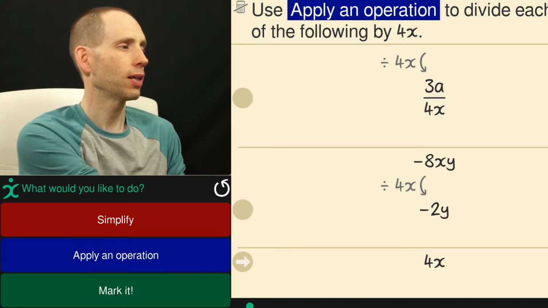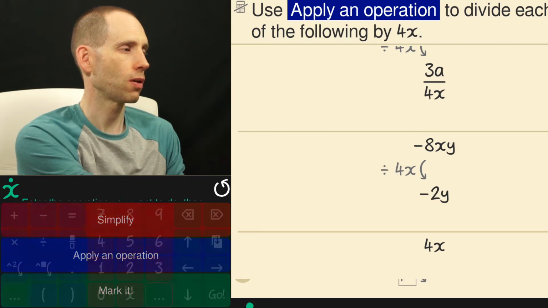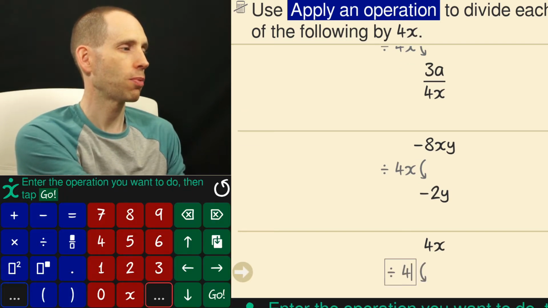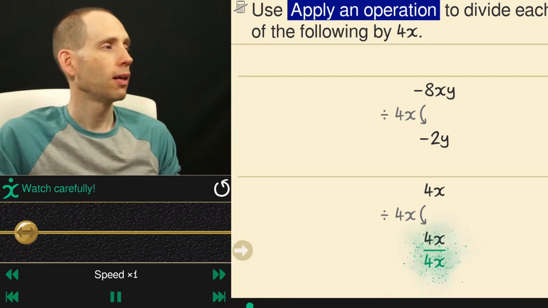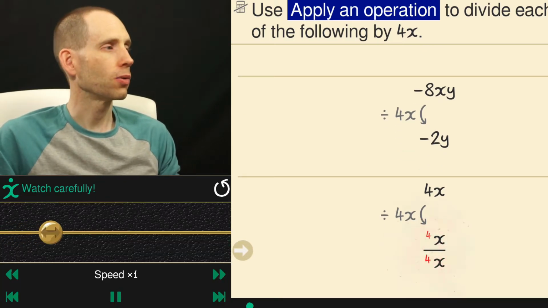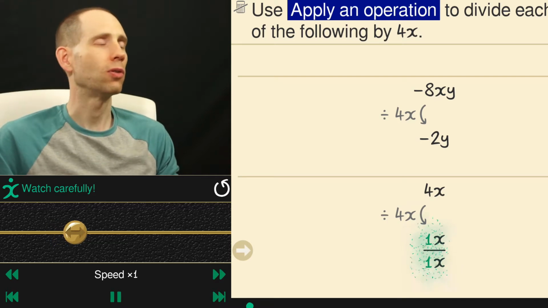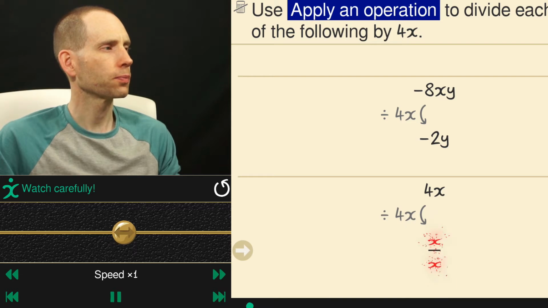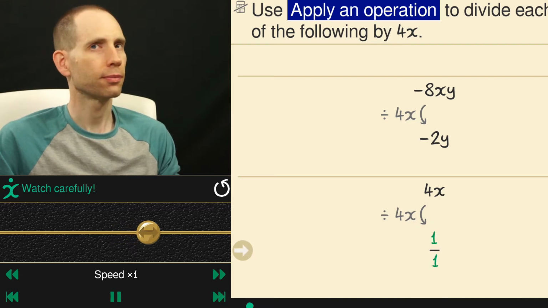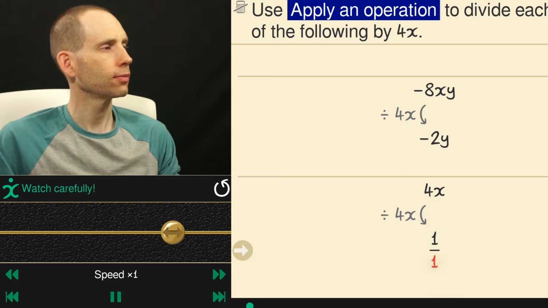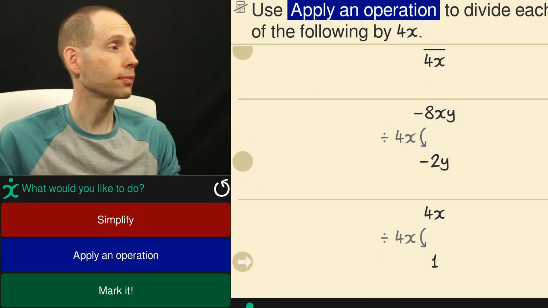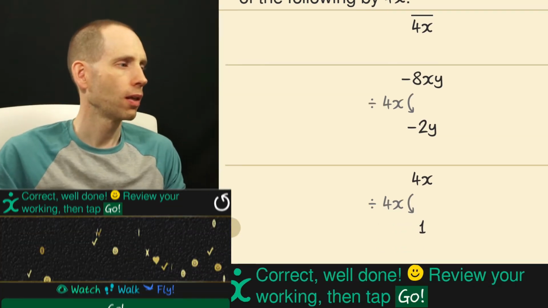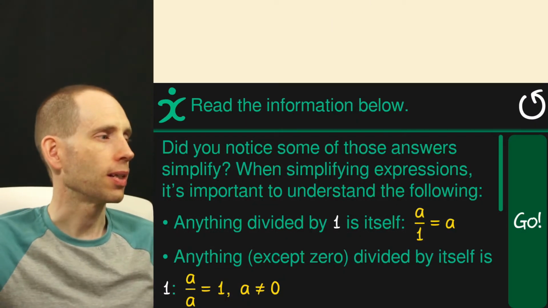Scroll that up, select the 4x. Oh, we're not simplifying, are we? We are applying an operation. Divide by 4x, and press go. We had 4x to start with. So when I divide 4x by 4x, what am I going to end up with? It simplifies all the way down to just 1. There we go. Okay, let's go on to the next question then.